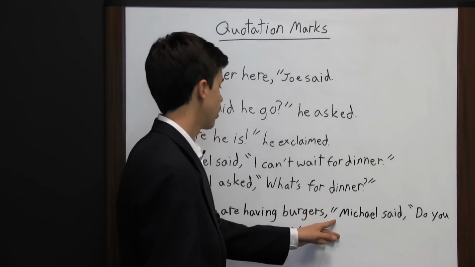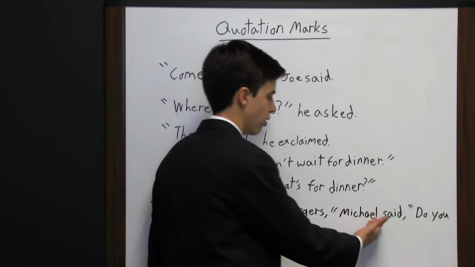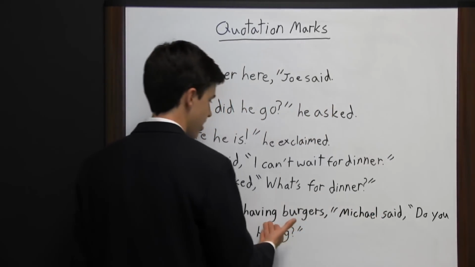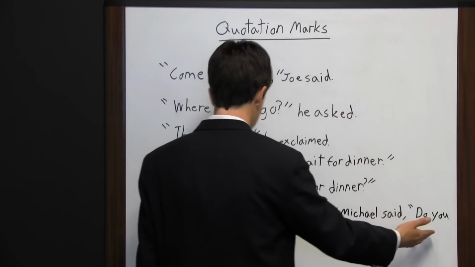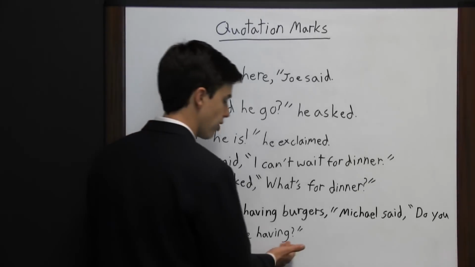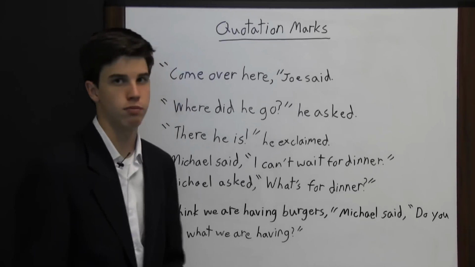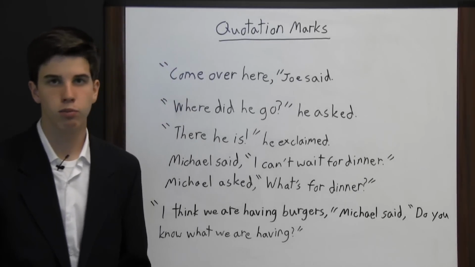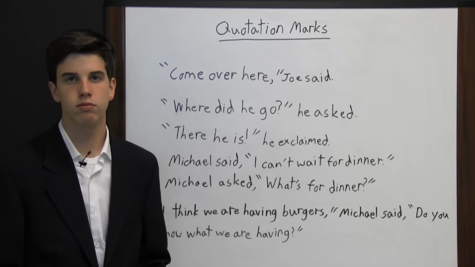And then we have another set of quotation marks. Then we have something outside of the quotes because we're saying that Michael said this. And then we continue on with what Michael said. So we open up with quotation marks. And it says, "Do you know what we are having?" This is a question, so we use a question mark. And then we end with quotation marks. So those are the important things you need to remember when using quotation marks.